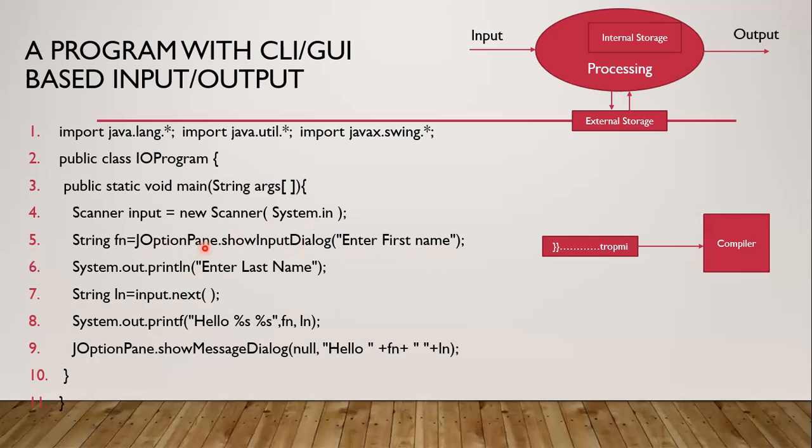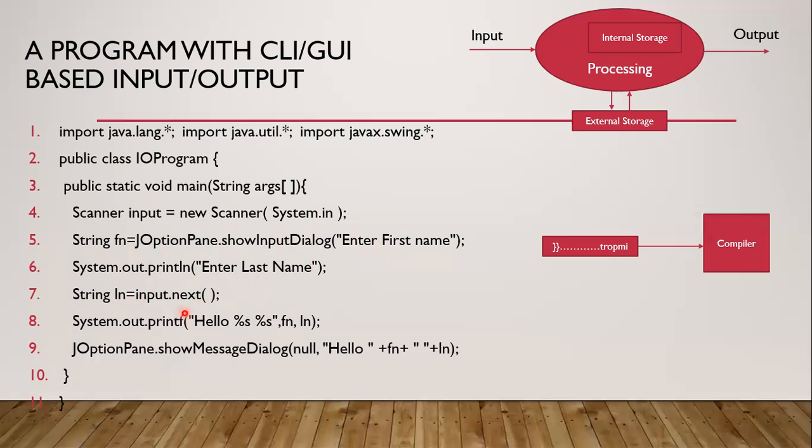Once you enter, the control goes to the CLI interface in sequence. So enter the last name, then you will enter another name in the CLI interface. Then what will happen? Then input.next, input is the scanner here. From the input, we will fetch the string entered. What was entered in the GUI input dialog box will be assigned to fn. fn is string type.